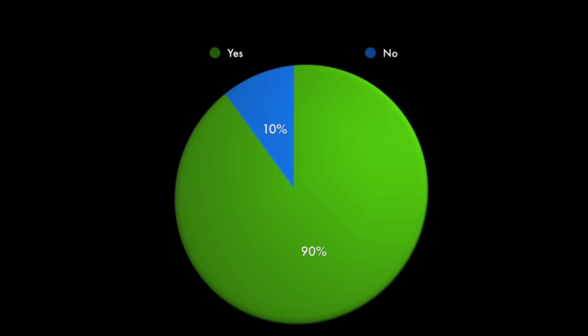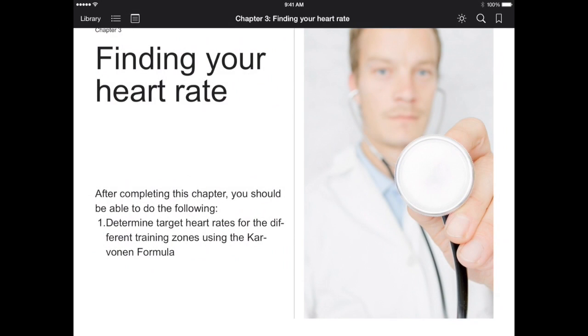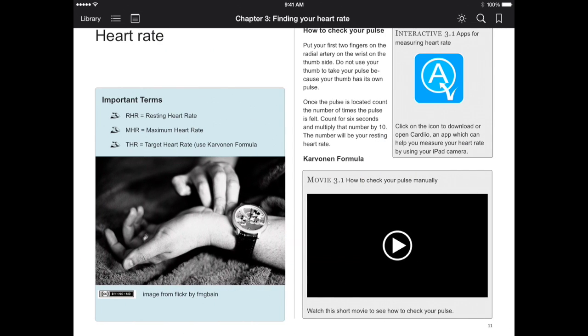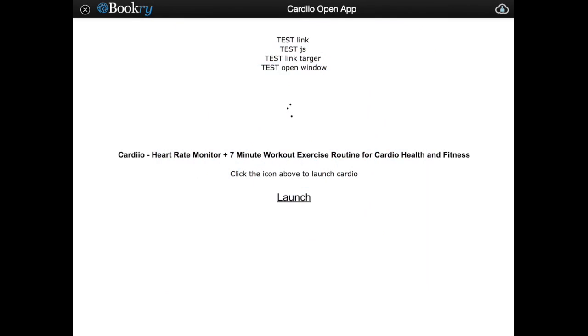A survey of the students who used the iBook in PE class shows that only 10% looked up a word, but this might be attributed to the fact that neither Mr. Evans nor I focused on the ability of the iBook. It's possible that if we pointed out the translation feature of iBooks, more students might use it. Chapter 3 was about finding your heart rate. One of the most impressive abilities of iBooks is its capacity to link to apps.